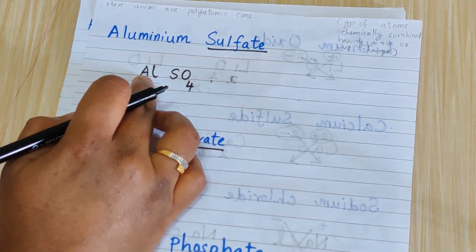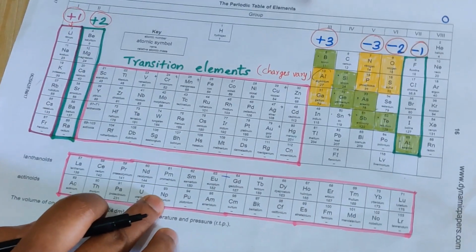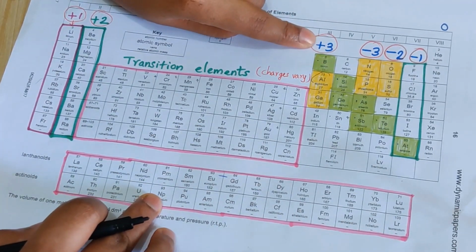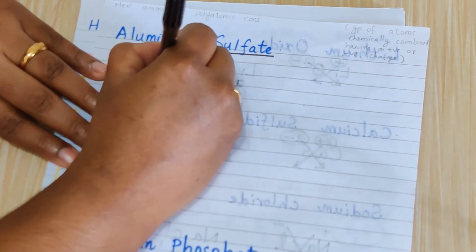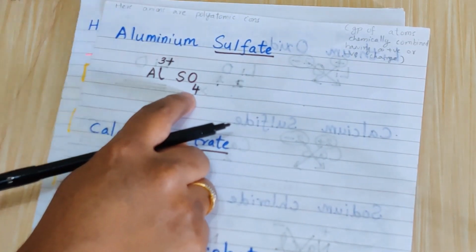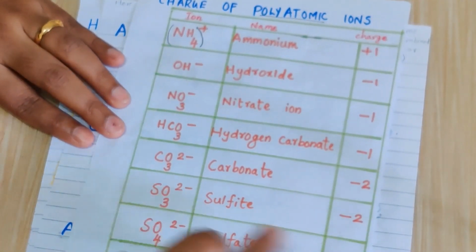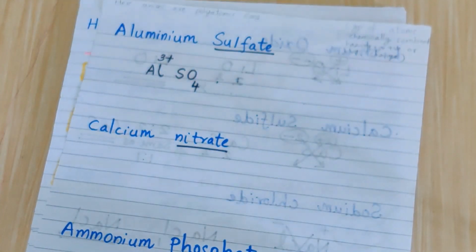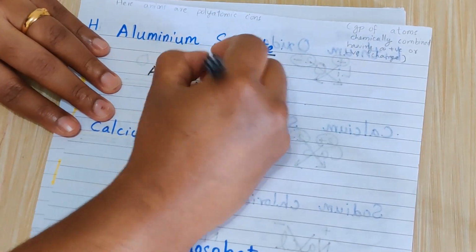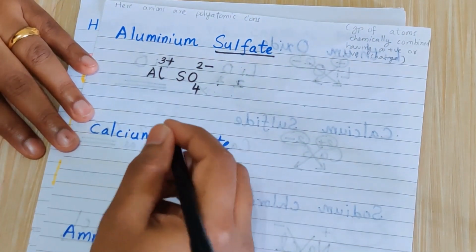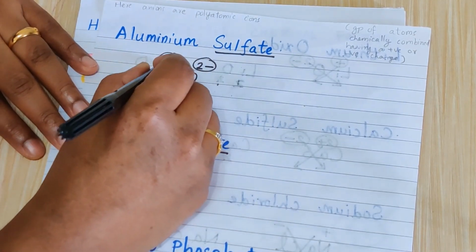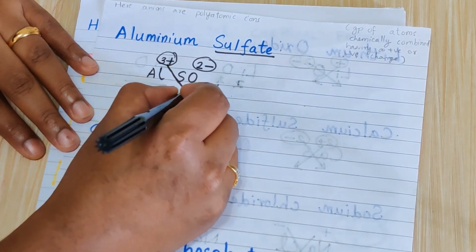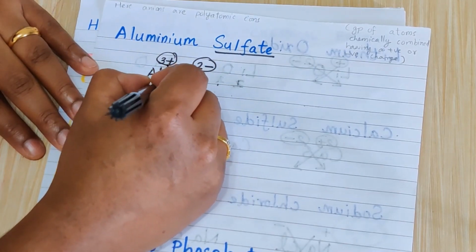Okay, aluminium has the charge. Aluminium belongs to group 3, so it carries +3 charge. So we have to write the charge 3+. Now sulfate is a polyatomic ion. Sulfate has the charge -2. So we have to write 2-. Second step finished. What is our third step? We have to cross the charges as subscripts. So this 3+ comes here, this 2- comes here.